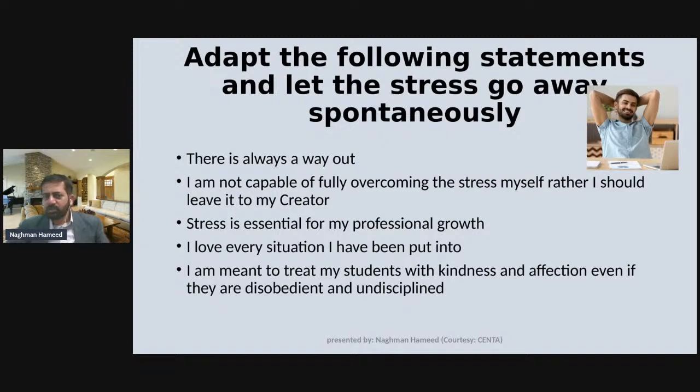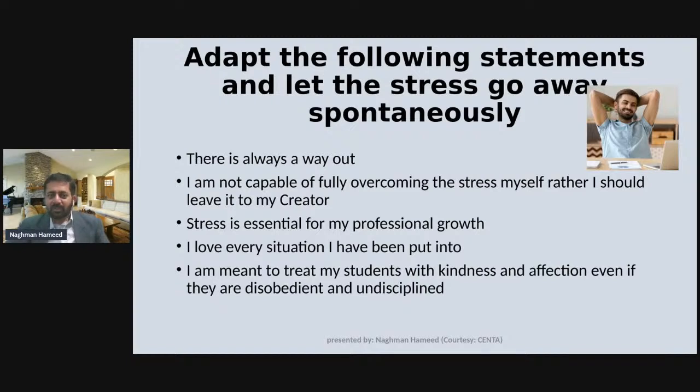And this is actually a strategy that we can adopt. I'm not capable of fully overcoming the stress myself. Rather, I should leave it to my creator. Right? So leave it to our creator, whether we call it Allah, whether we call it Bhagwan, whether we call it God, leave it to your creator. Right? Let our creator deal with it because we have received stress from nature just to test us. So let's see. But we have to make our full effort, and then leave it to the creator.